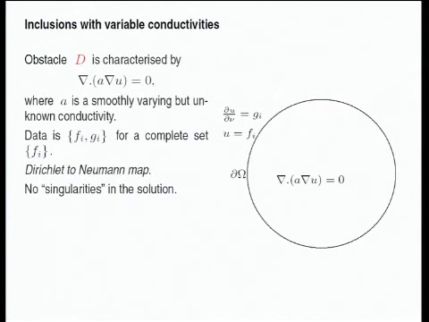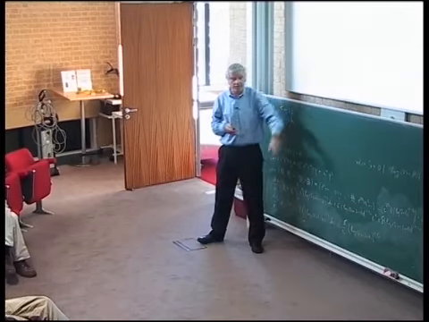Of course, we can do this with a completely variable coefficient. We can give you the entire Dirichlet to Neumann map, all F's and all G's, but that's outside of the scope. And notice in this case there are no singularities in the sense of what we've discussed before inside.